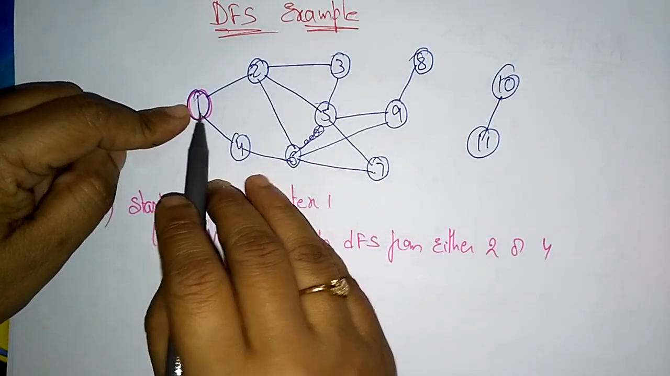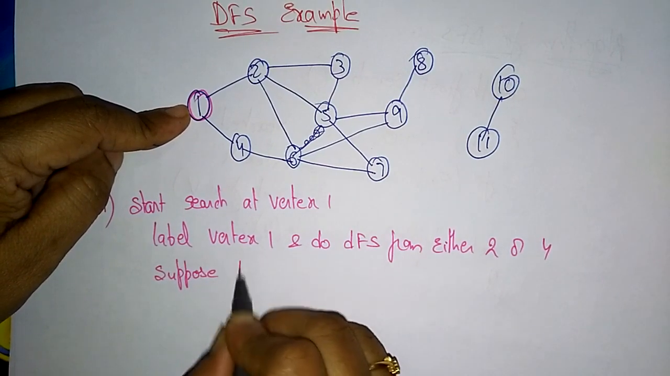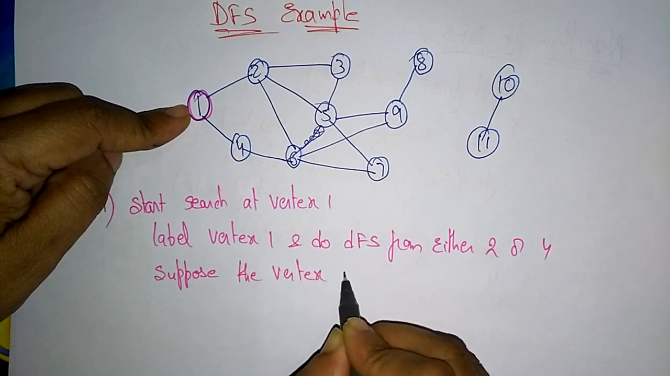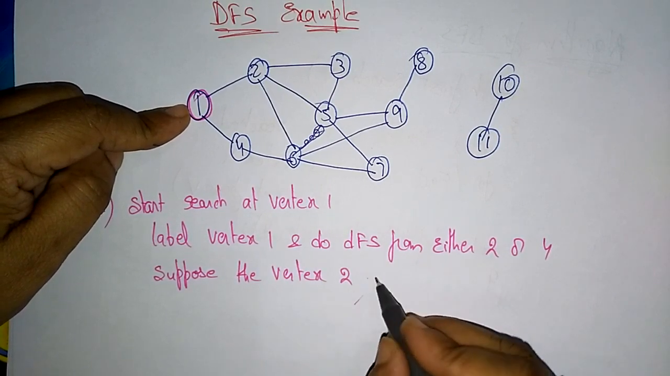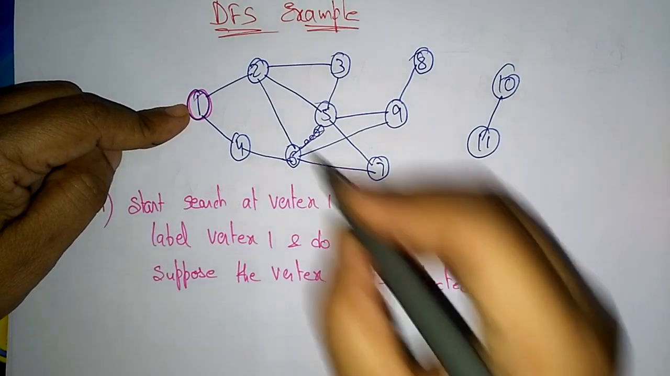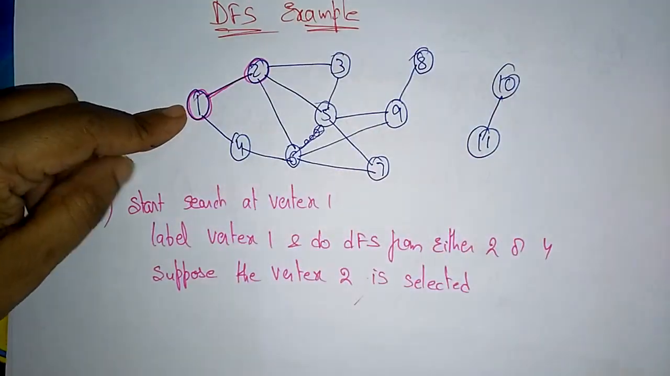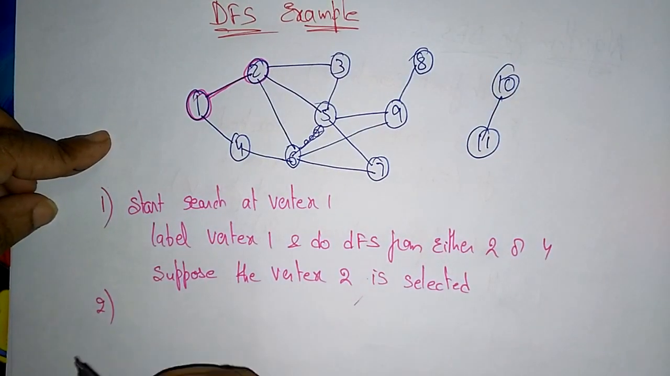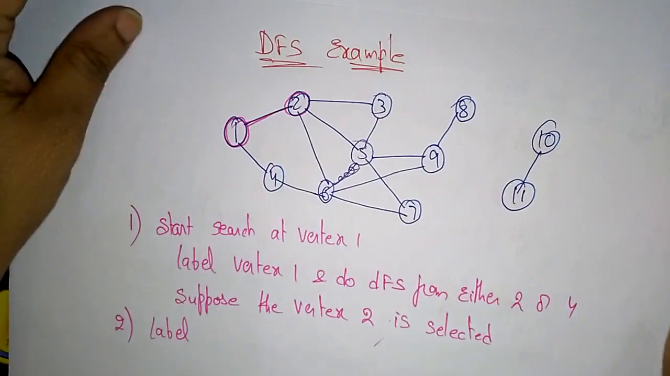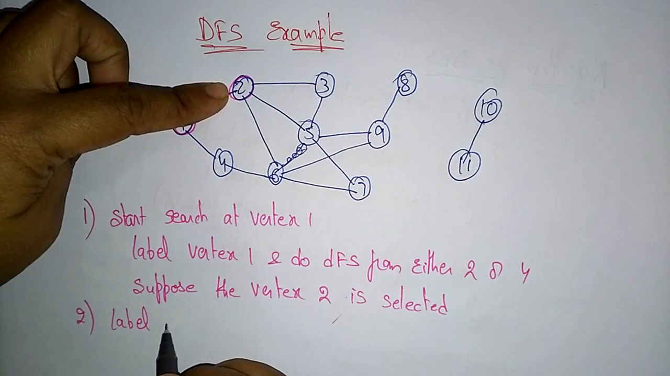Suppose I have taken the vertex 2. Vertex 2 is selected. Now coming to the second point. Second, again label. Now I selected 2, so you have to label 2.